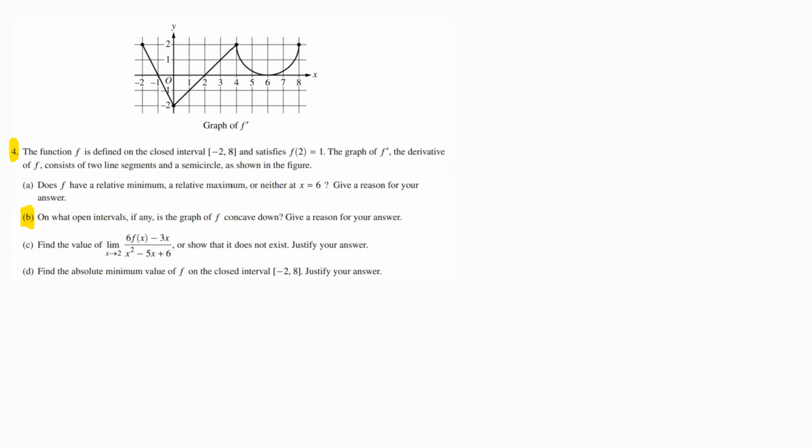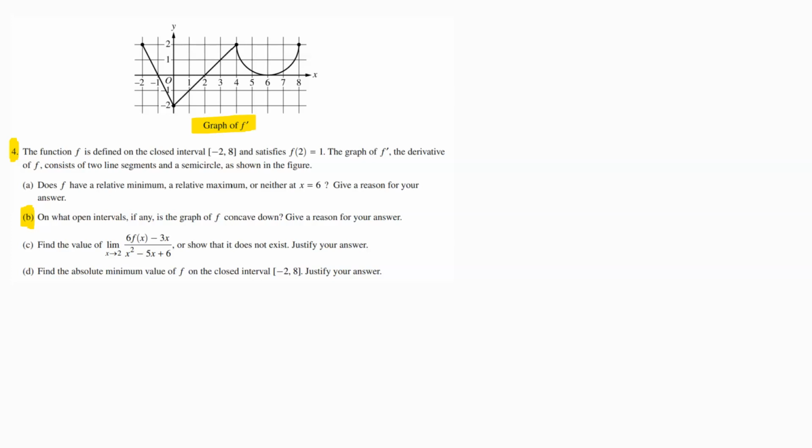When I see a graph on any AP Calc question, the first thing that I want to do is reinforce in my brain what this is the graph of. So we need to recognize that what we have up top here is the graph of f prime. This is the graph of our derivative. So beat that into your brain. Remember that that is the graph of the derivative.